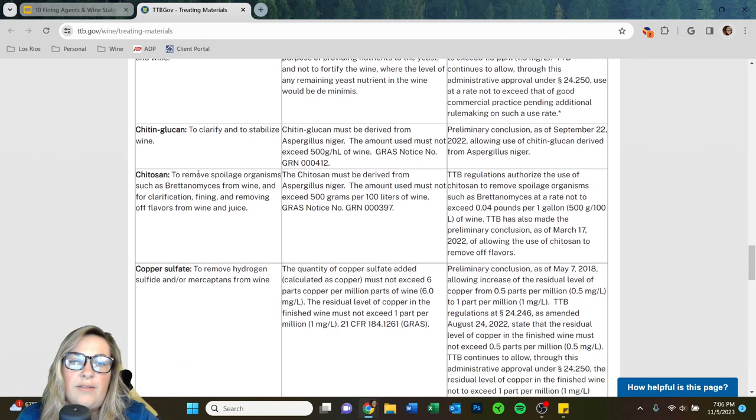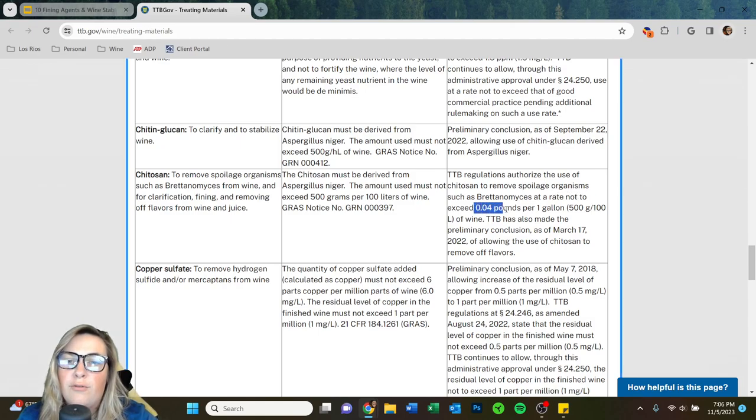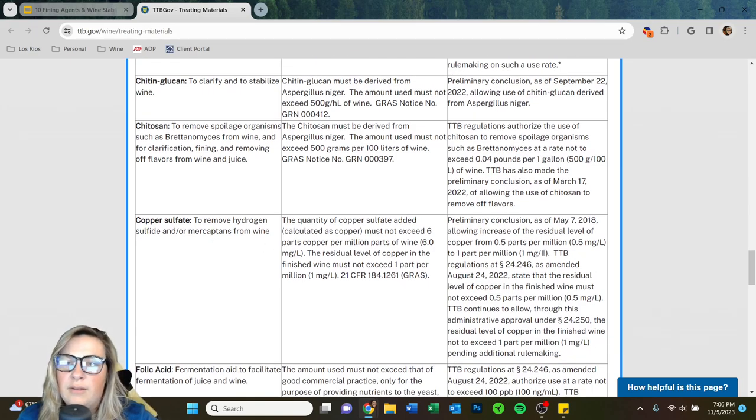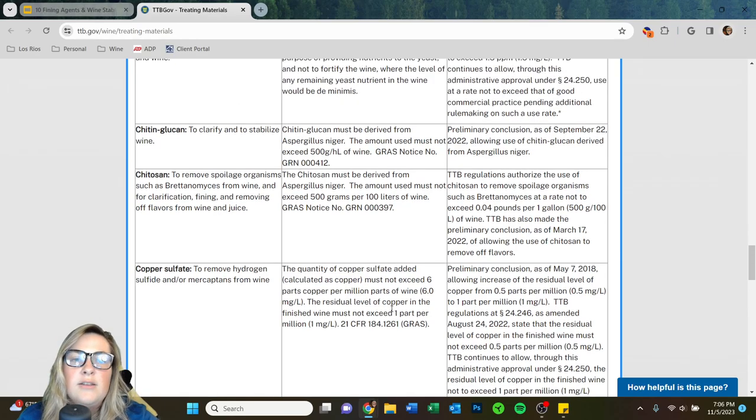So here we go. We have chitosan, which can help remove spoilage organisms such as Brett from wine. It's also used for clarification, fining, and removing off flavors from wine and juice. This is fantastic. It'll tell you how much you can add, not to exceed 0.04 pounds per 1 gallon. There you go. Fantastic. Copper sulfate. Here we go. Not to exceed 0.5 parts per million. Fantastic. So it gives you a whole list.